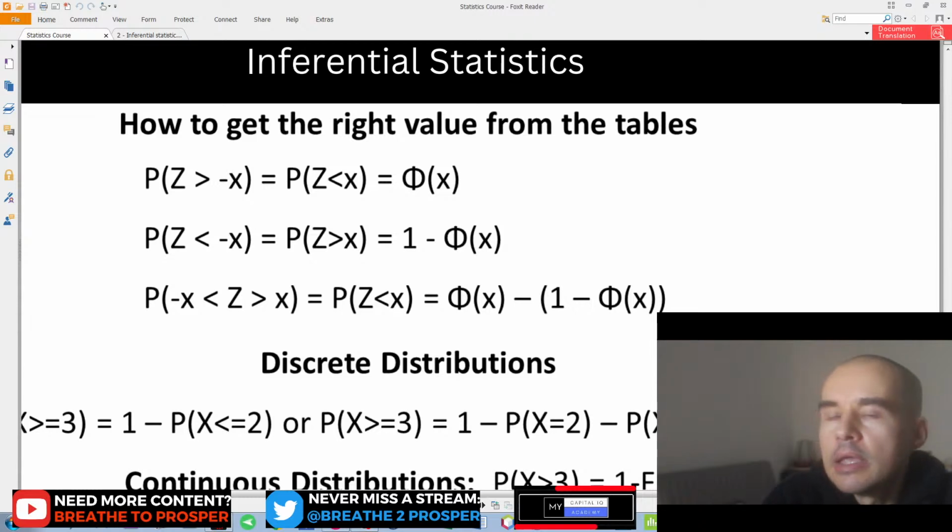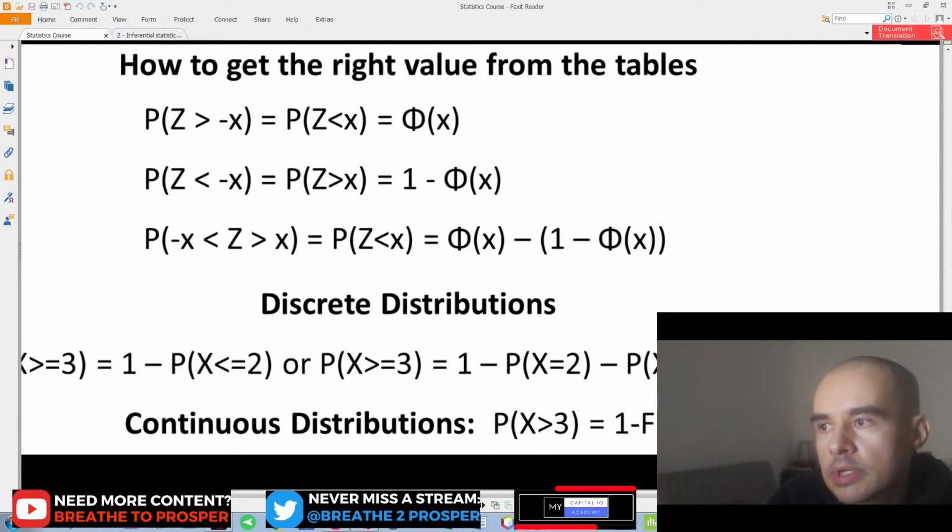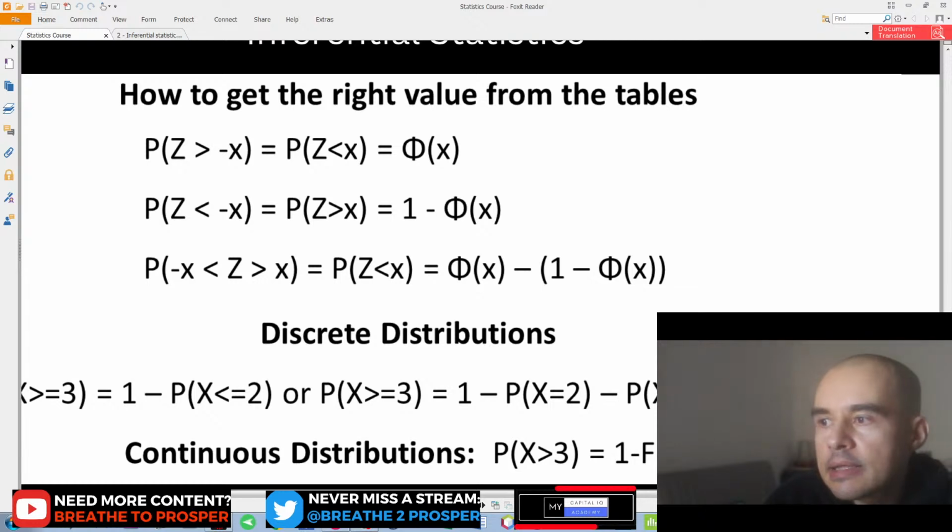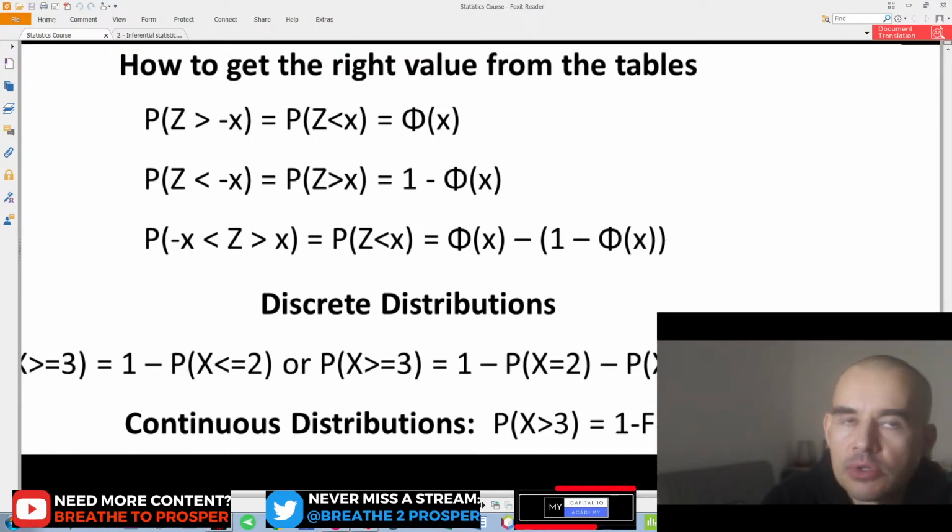Okay. Some properties that are important to know when you're dealing with z-tables are ones you need to know, and you can write them down when you're going to a test, because this will be useful. Sometimes you need to do some sort of transformation so you don't get the wrong values.